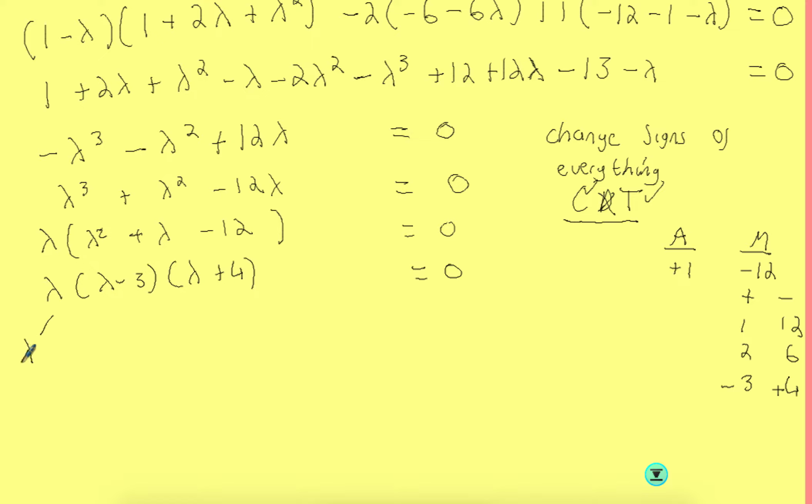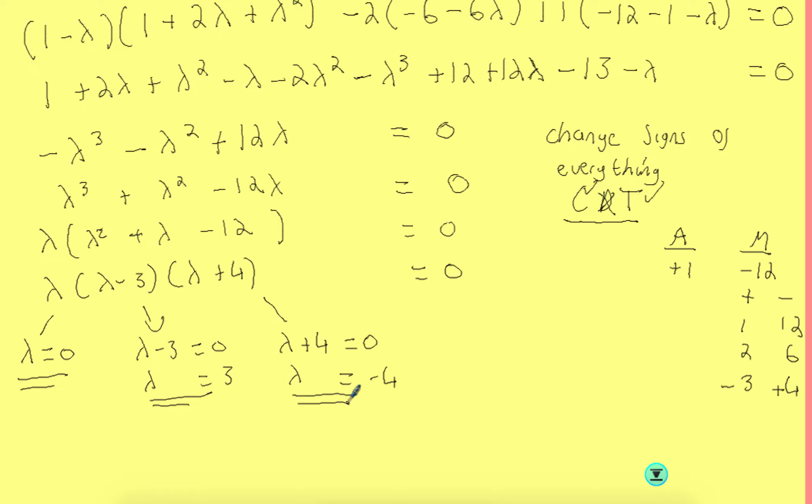So that means that lambda is equal to 0. That means that lambda take away 3 must be equal to 0. And that bit there means that lambda plus 4 must be equal to 0, because that's what we always do when something's factorised. Because all you're essentially saying is, well, what do these have to be in order for that to be 0? Well, one of them has to be 0, all of them have to be 0, whatever. So you move that over, lambda equals 3, and lambda equals negative 4. And there we go. Those are our 3 eigenvalues.